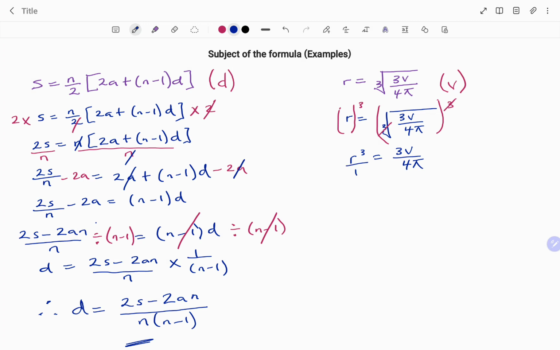That's r cubed over 1. I'm going to cross multiply. If I cross multiply, I have 3v, that's 3v times 1, equals r cubed times 4 pi. Therefore, dividing both sides by 3, I have v equals 4r cubed pi over 3. Let's look at 2 more examples.